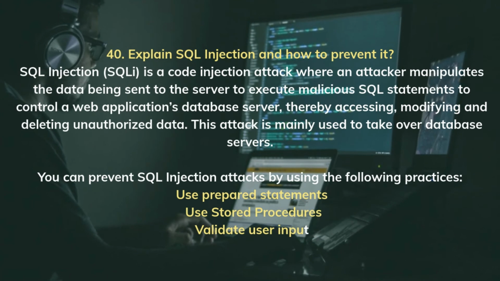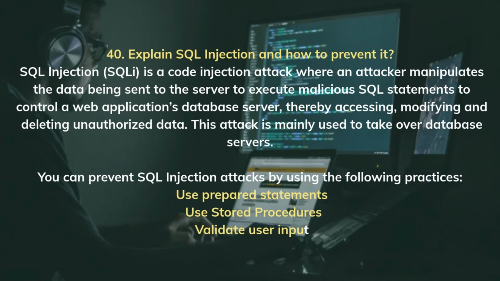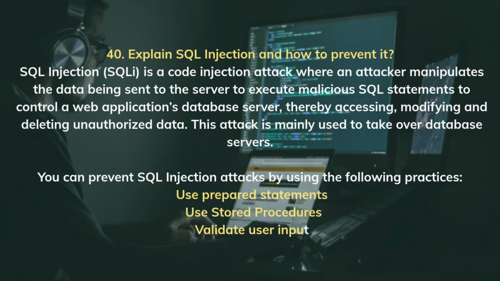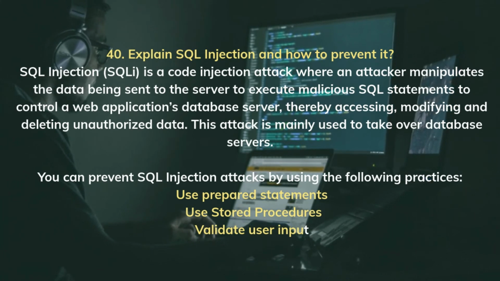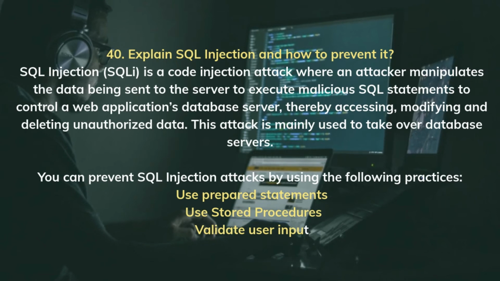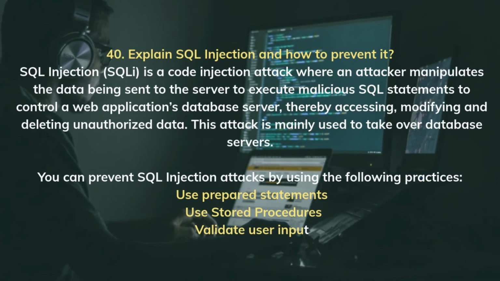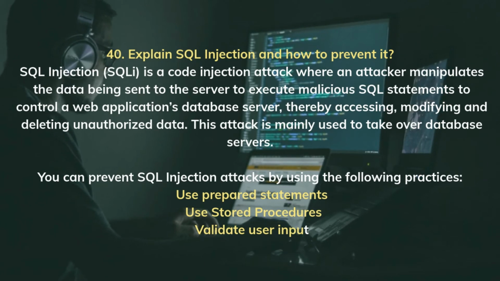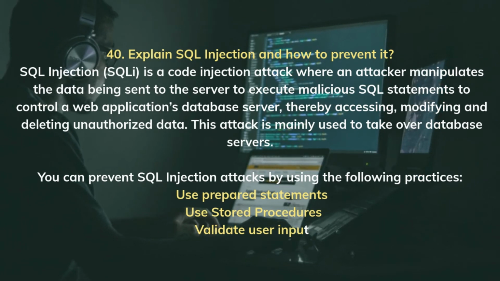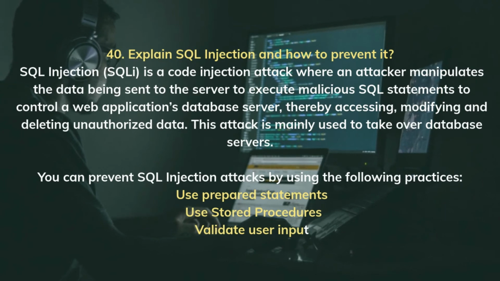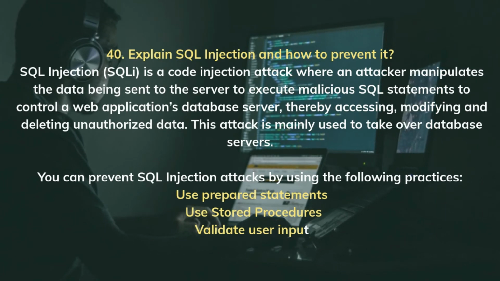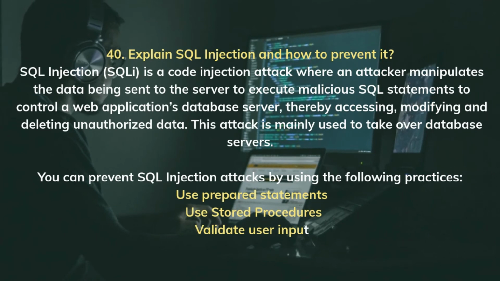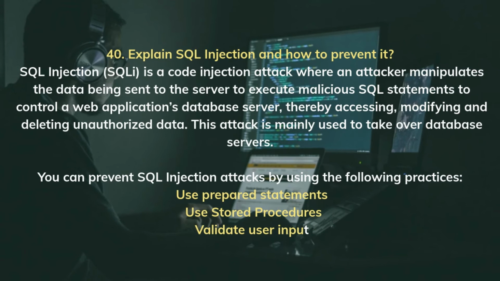40. Explain SQL injection and how to prevent it. SQL injection is a code injection attack where an attacker manipulates the data being sent to the server to execute malicious SQL statements to control a web application's database server, thereby accessing, modifying and deleting unauthorized data. This attack is mainly used to take over database servers. You can prevent SQL injection attacks by using the following practices. Use prepared statements. Use stored procedures. Validate user input.